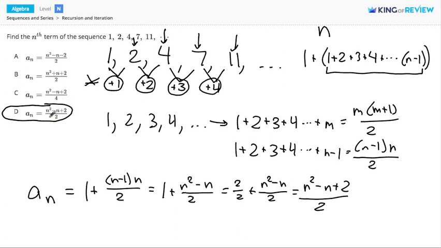Now just to make sure, let's make sure this works for the first term as well, because so far all we've considered are all the terms after the first term. Let's check it out. a_1, if we plug in 1 for n, we get (1 minus 1 plus 2) over 2, which is 2 over 2, which is 1. And that's exactly what we should have gotten for the first term. So this expression definitely works out for all the terms in our sequence.